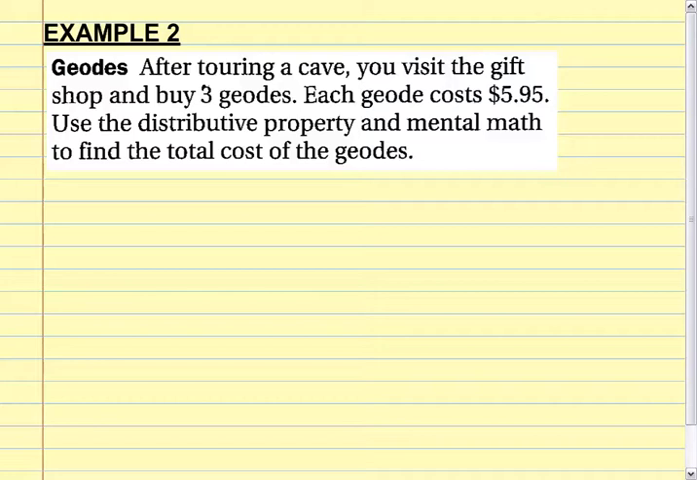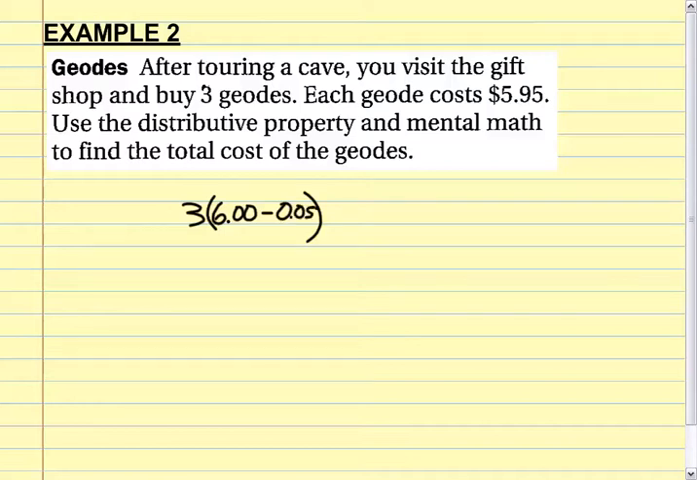So, after touring a cave, you visit the gift shop and buy 3 geodes. Each geode costs $5.95. Use the distributive property and mental math to find the total cost of the geodes. How would you set up a distributive property problem with this, Catherine? 3, and then parentheses, 5. I would do $6. I'm asking you to go ahead and break it apart. $6 minus 5 cents.